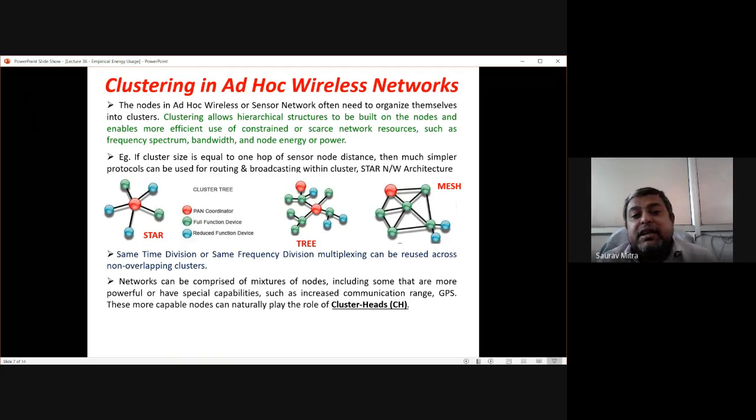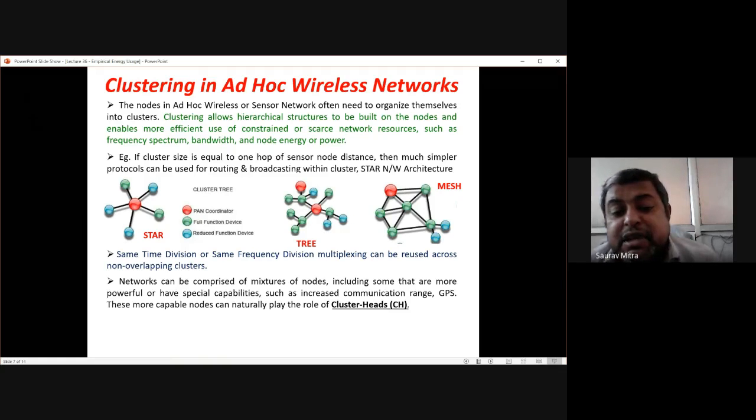Nodes in an ad hoc wireless network often need to organize themselves into clusters for better control. Clustering allows hierarchical structures to be built on the nodes and enables more efficient use of constrained or scarce network resources, such as frequency spectrum, bandwidth, and node energy and power. If cluster size is equal to one hop of a sensor node distance, then much simpler protocols can be used for routing and broadcasting within the cluster. That is actually a star network architecture.